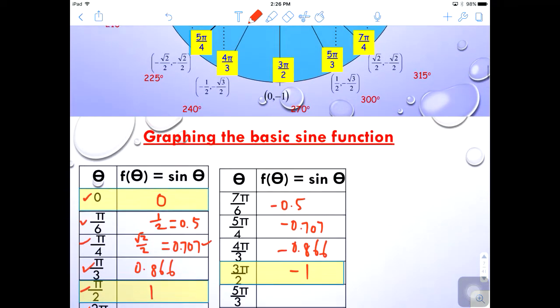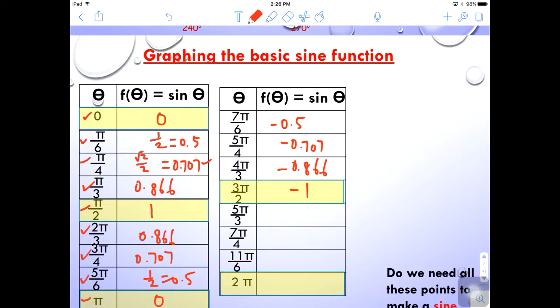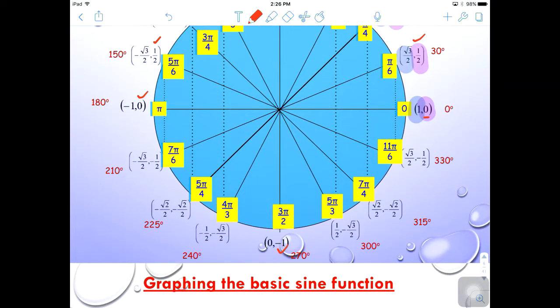So at 3 pi over 2, notice that sine is -1. So that's what I have. And continuing again on the chart, and again, you can just refer to the chart for those values. And finally, coming back at 2 pi, which is the same as 0, it gives me a 0.